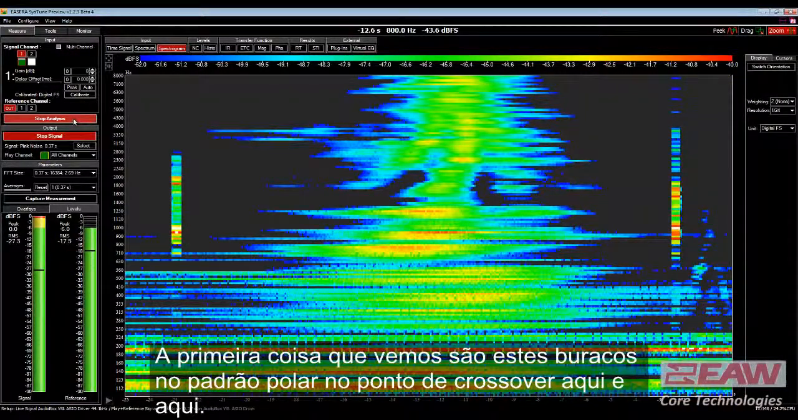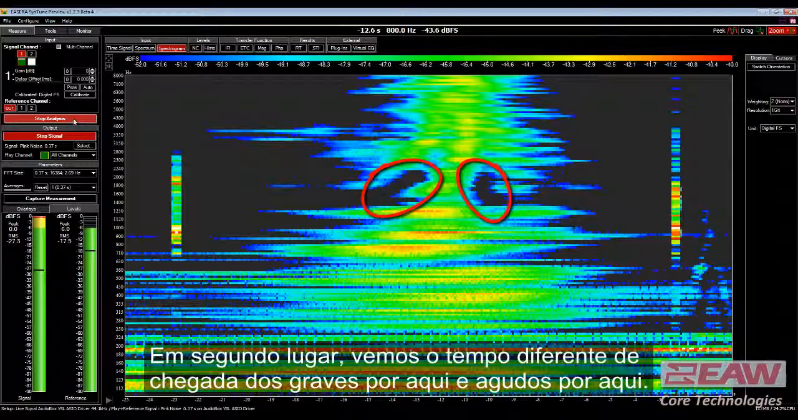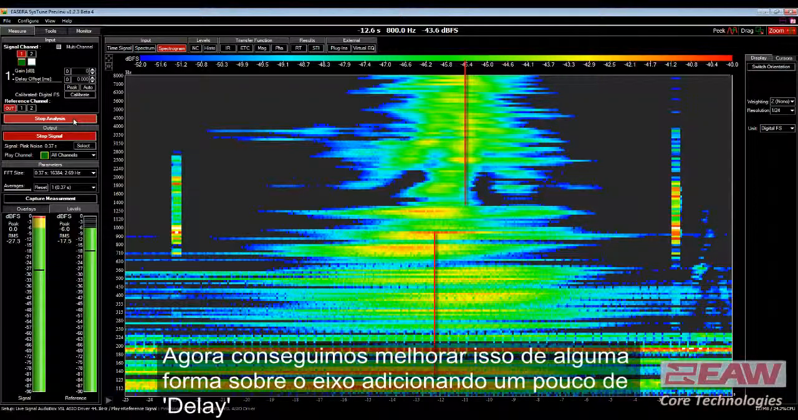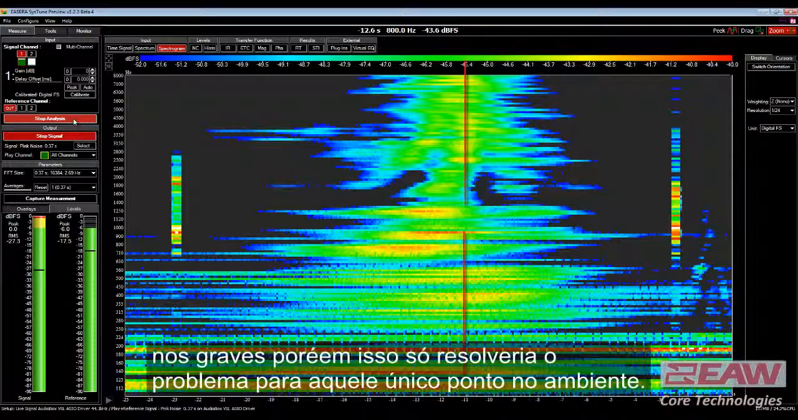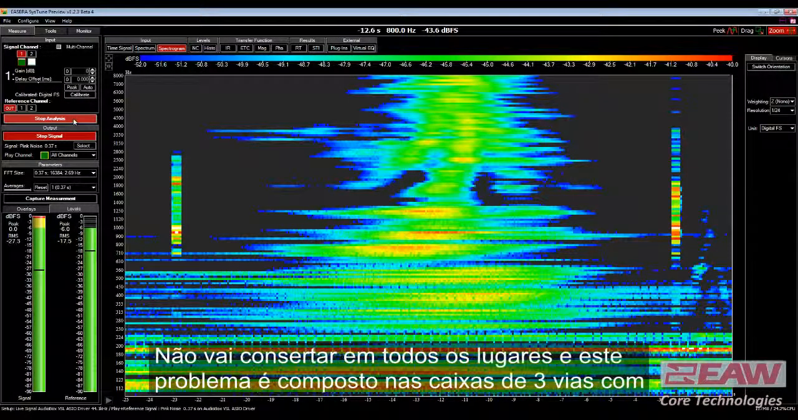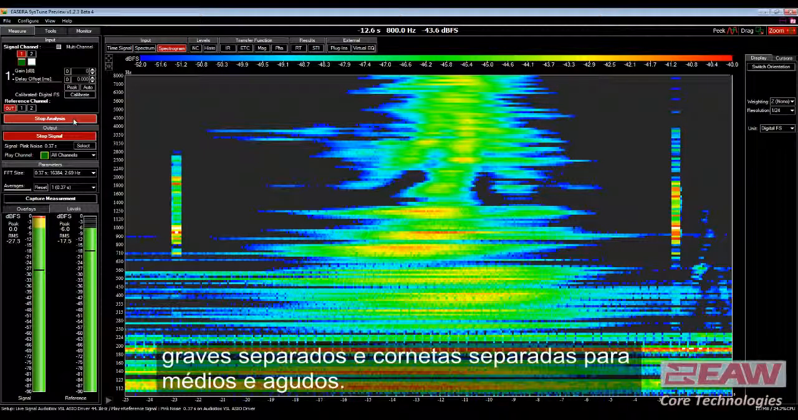The first thing we see are these holes in the polar pattern at the crossover point here and here. Second, we see the different arrival time of the lows about here and the highs around here. Now we can improve this somewhat on axis by putting a little delay on the lows, but it would only fix the problem for that one point in space. It doesn't fix it everywhere, and this problem is compounded in three-way loudspeakers with separate lows and separate horns for mids and highs.